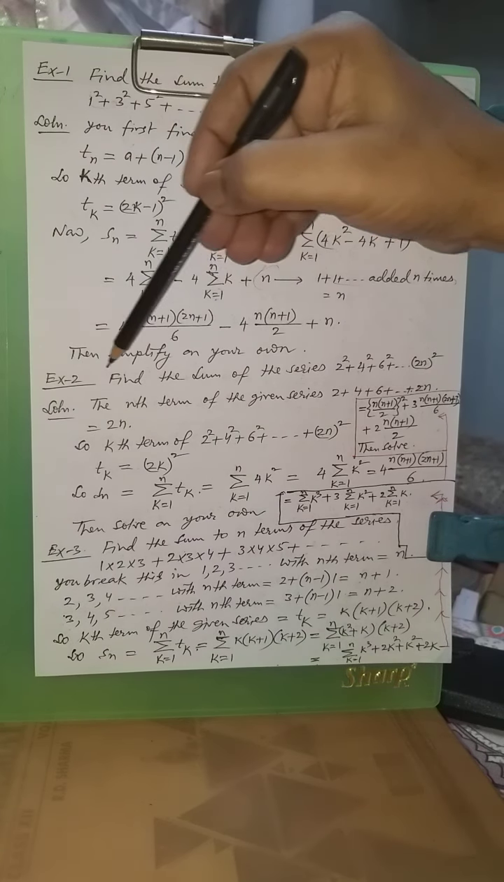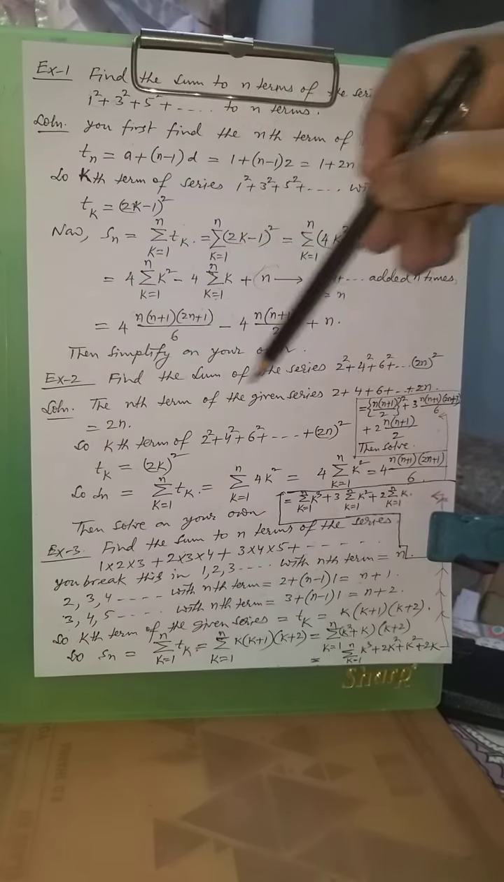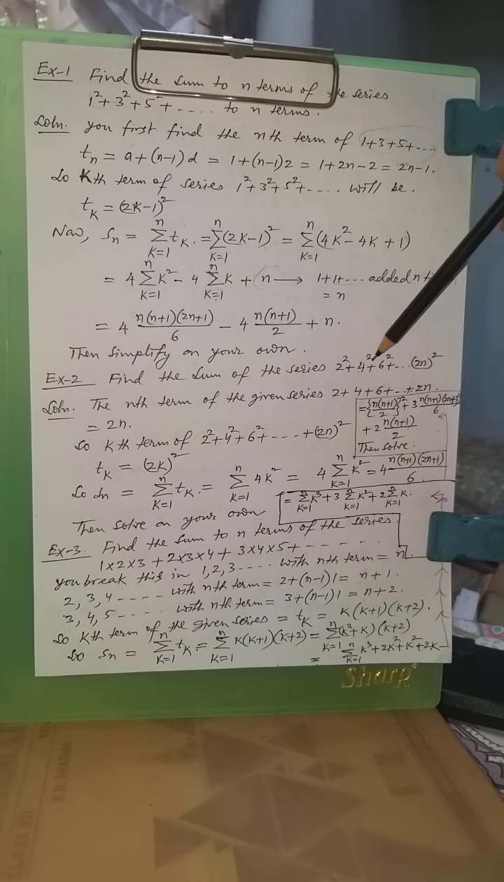Now the second example is taken. These all questions are from your R.D. Sharma book. The second example I have taken is: find the sum of the series 2 square, 4 square, 6 square up to 2n square.